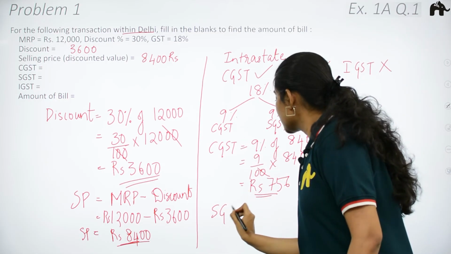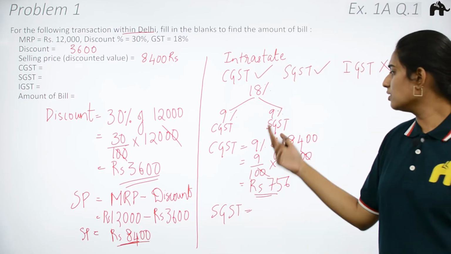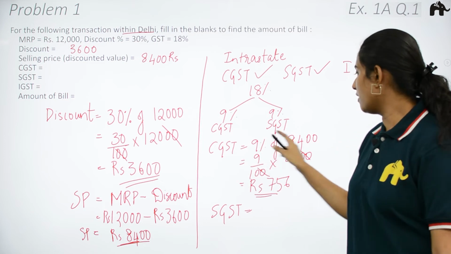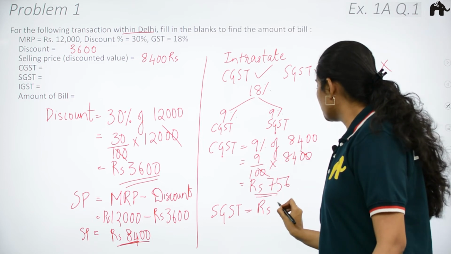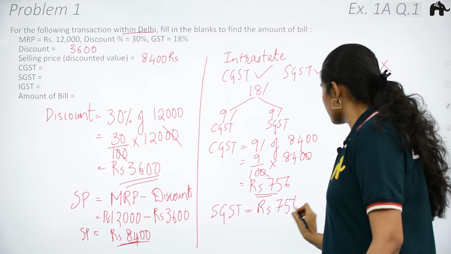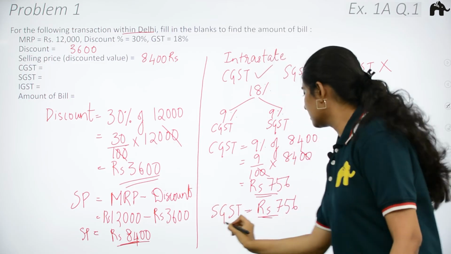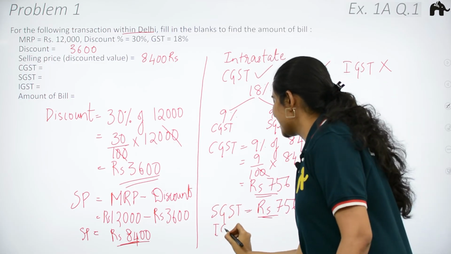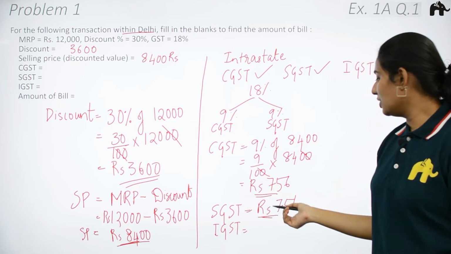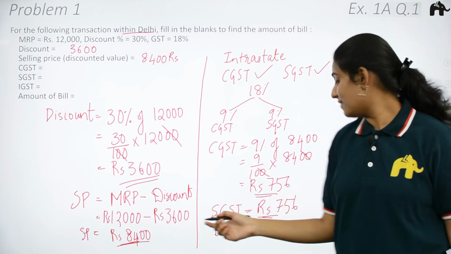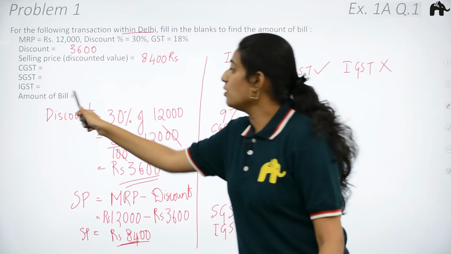Next, to find SGST. SGST is equal to same as CGST, but you have to show all the steps. When you calculate, you should be getting rupees 756. Next, IGST. IGST is easy, right? Here in this question, we don't need to do any calculation to find IGST. IGST is 0.